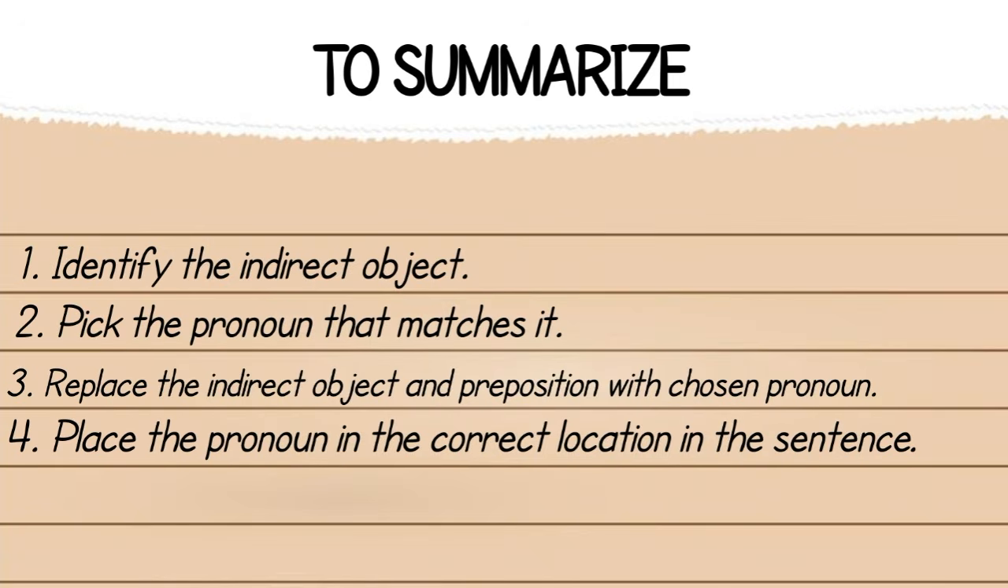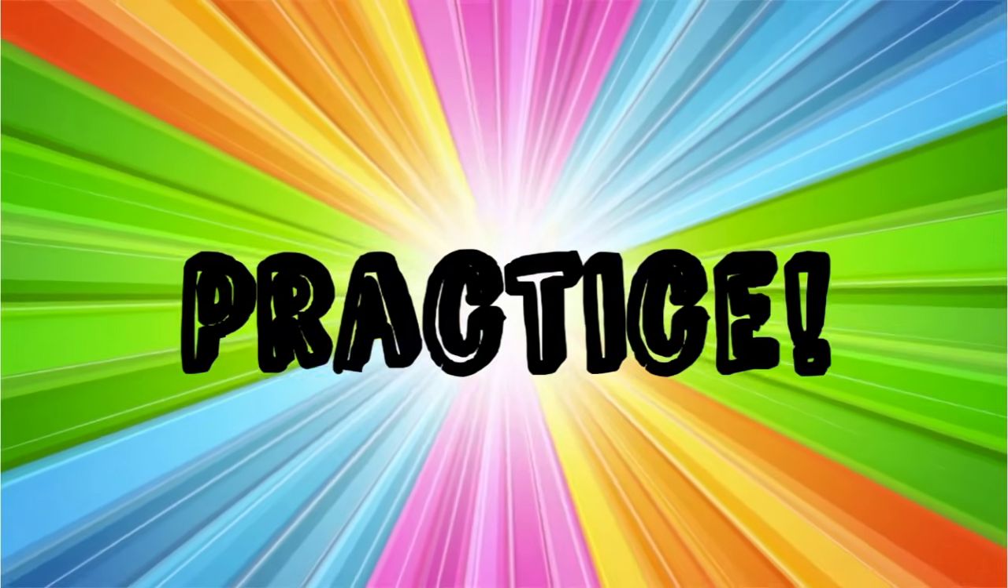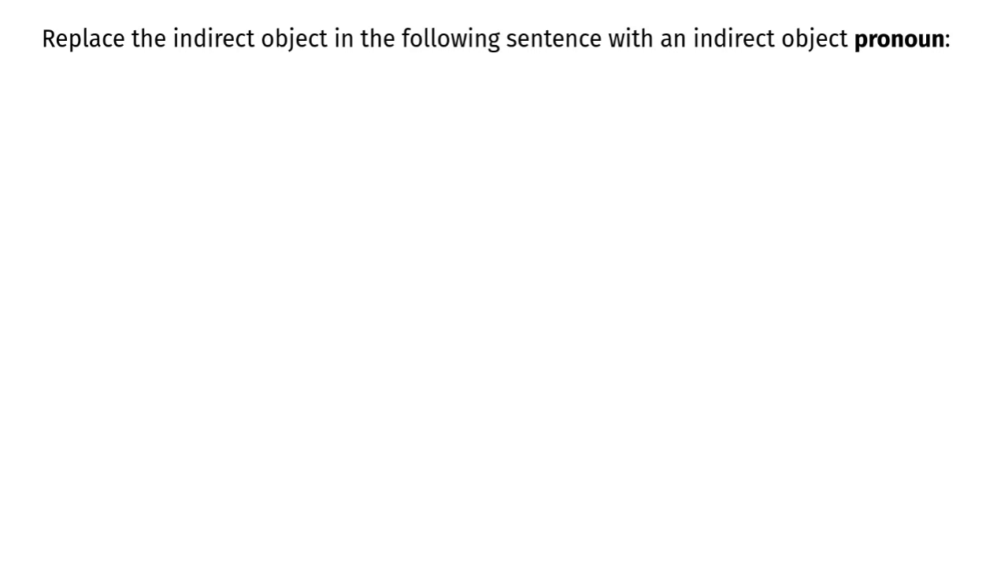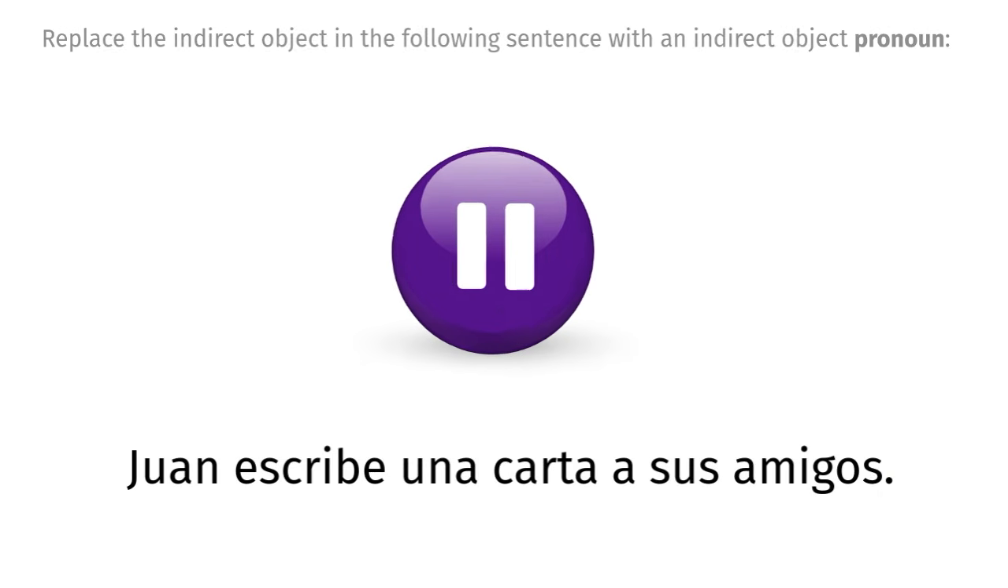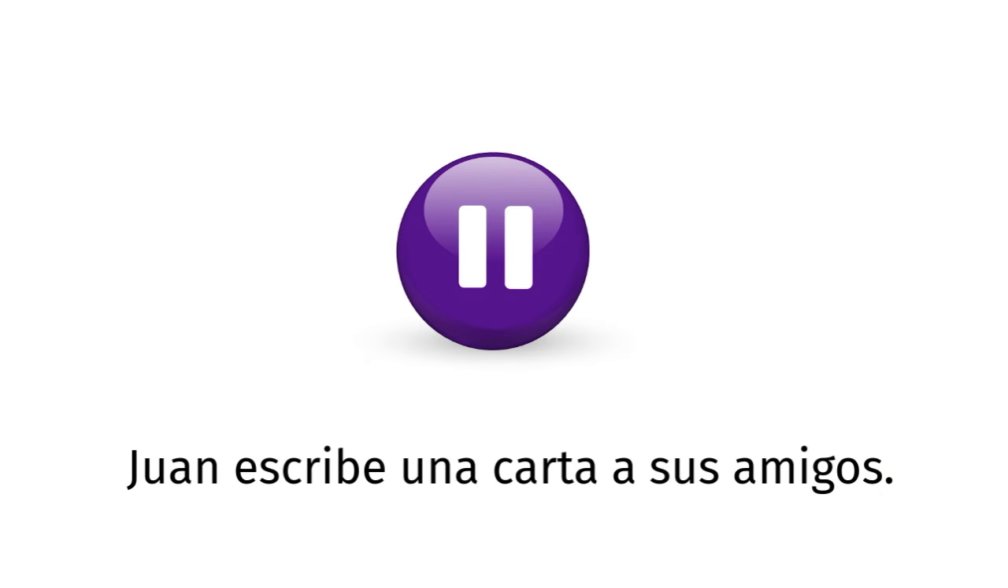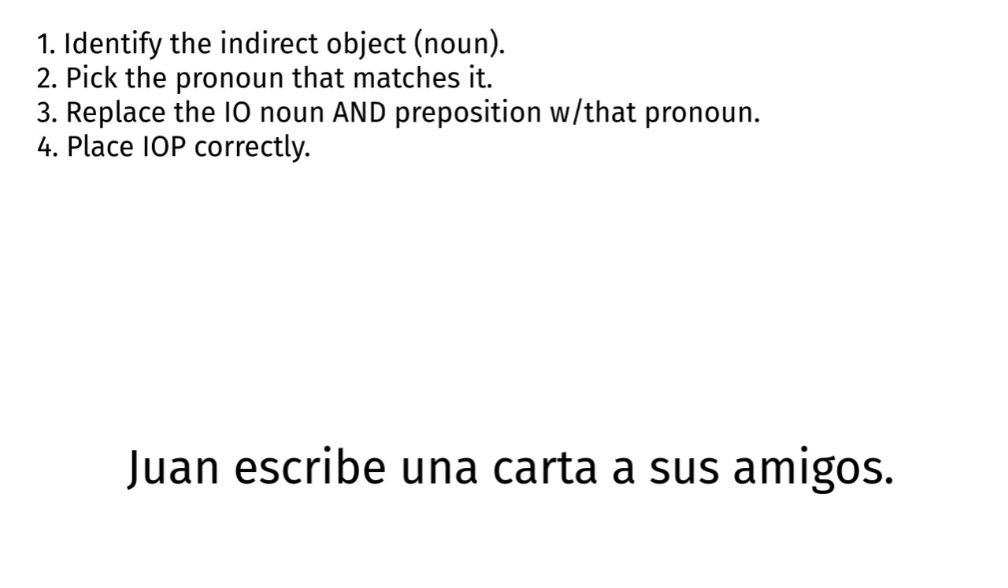Okay, we know when to use indirect object pronouns and how to do it. Let's practice. Replace the indirect object in the following sentence with an indirect object pronoun. "Juan escribe una carta a sus amigos." Pause the video and try it on your own. I'll walk you through the steps when you unpause. Okay, let's work through this.